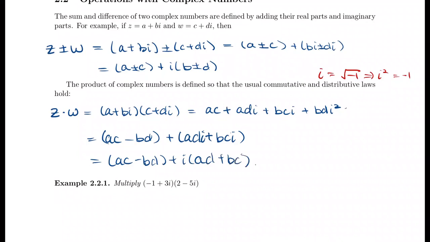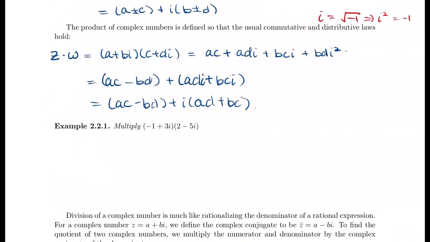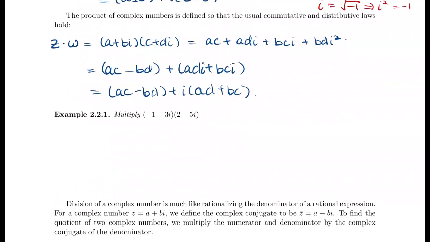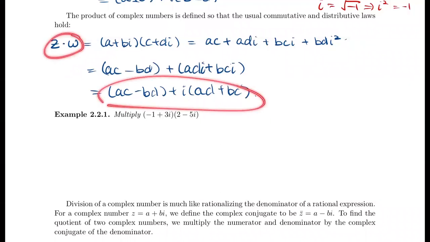So we see here that the real part of z times w is going to be ac minus bd, while the imaginary part of z times w is going to be ad plus bc. So let's go ahead and have a look at an example where we're going to multiply two complex numbers together, using the formula that we have just found.